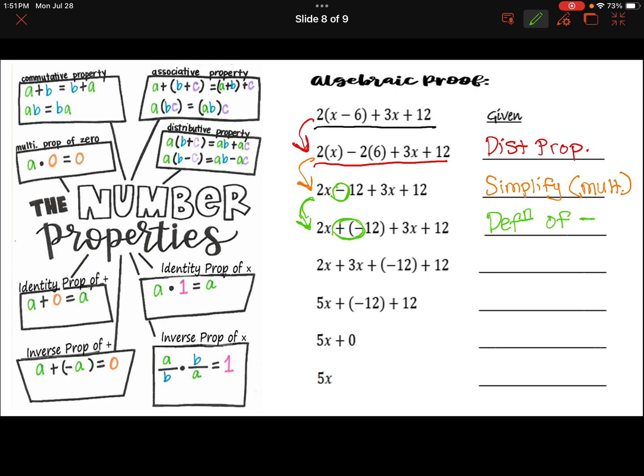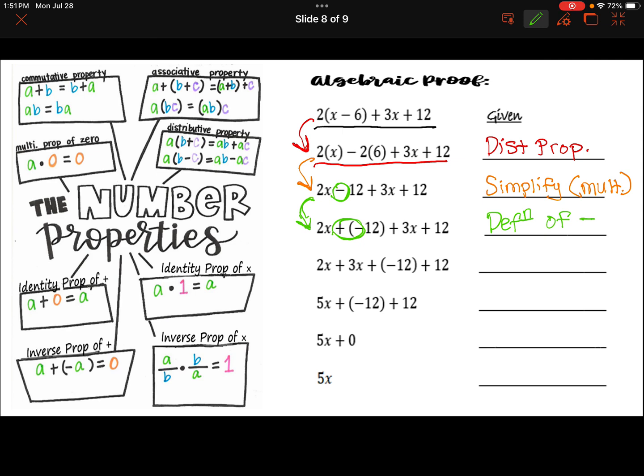Now, why did I do that? Well, because all of my properties, if you look over on the left-hand side, are either properties of addition or properties of multiplication. None of them are properties of subtraction. So I needed to get it into an addition problem.